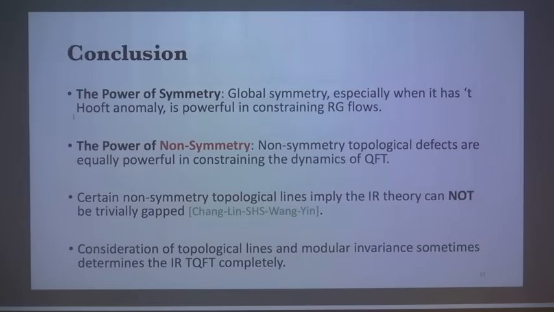So let me give some concluding remarks. We are very used to the power of symmetry, where when global symmetries have 't Hooft anomaly, it's very powerful in constraining the RG flows and other dynamics of quantum field theory. In the talk today, I would like to discuss the power of non-symmetry instead. There are some codimension 1 topological defects that are not associated to any global symmetry. And these non-symmetry topological defects are equally powerful, if not more powerful, in constraining the dynamics of quantum field theory.